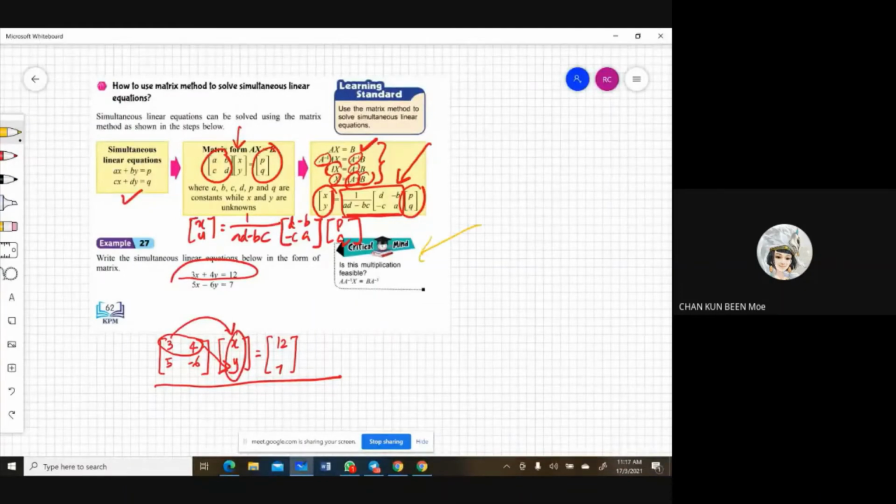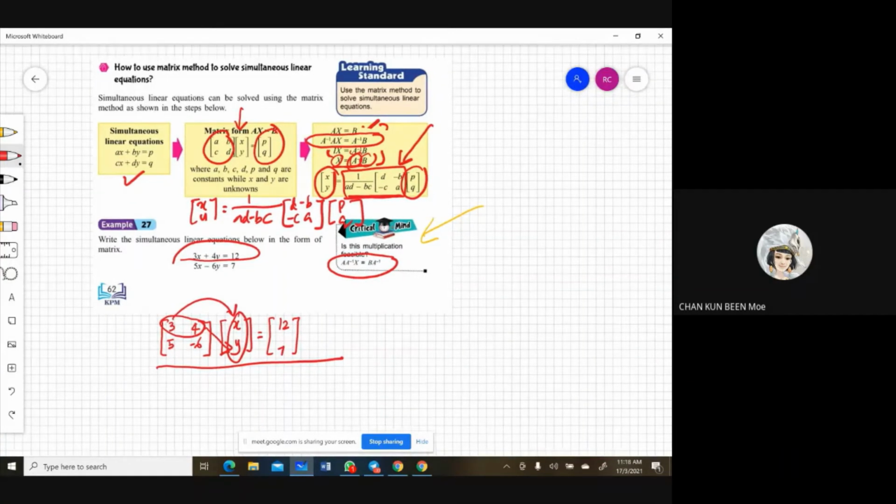Okay, here, this one. Is this multiplication feasible? Can it be used or not? A multiplied by the inverse matrix of A times X is equal to B times the inverse matrix of A. They compare this with this. Can you check on your own whether it is feasible or not? That one is on page 62 in your book. Think about it because I think I gave you the answer already just now.